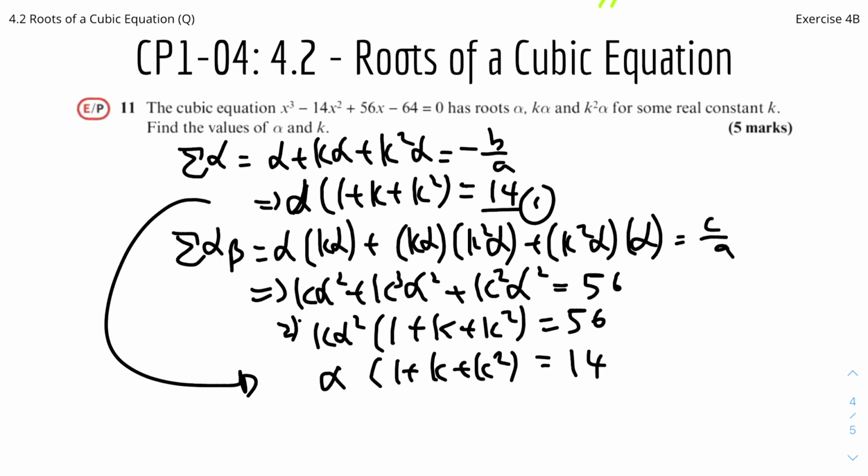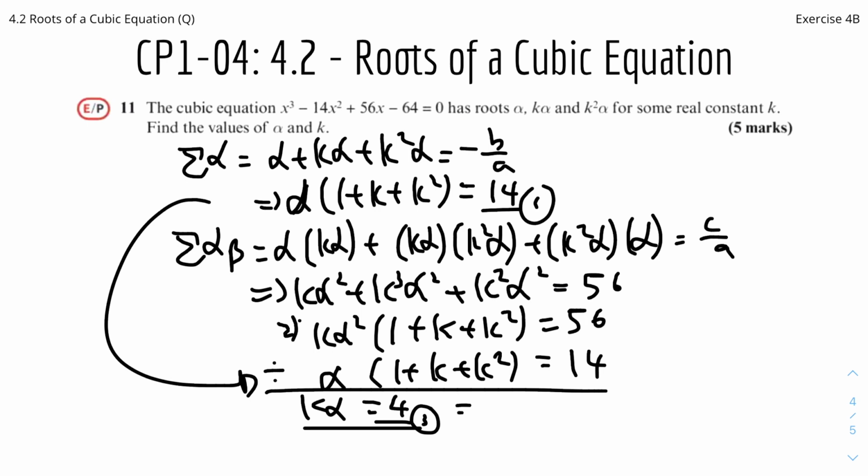What we can do now is divide both equations to get k alpha, and these two factors cancel out, which is pretty nice. This equals 56 divided by 14, which is 4. Therefore, k alpha equals 4, which I'll put right here as number 3. So we can rearrange this to get alpha as the subject. So alpha equals 4 over k, like so.